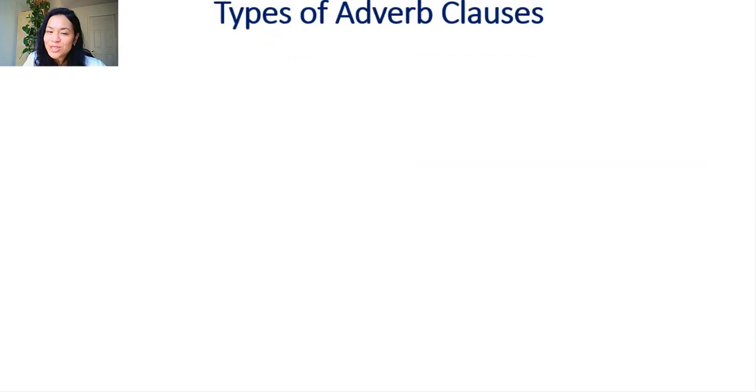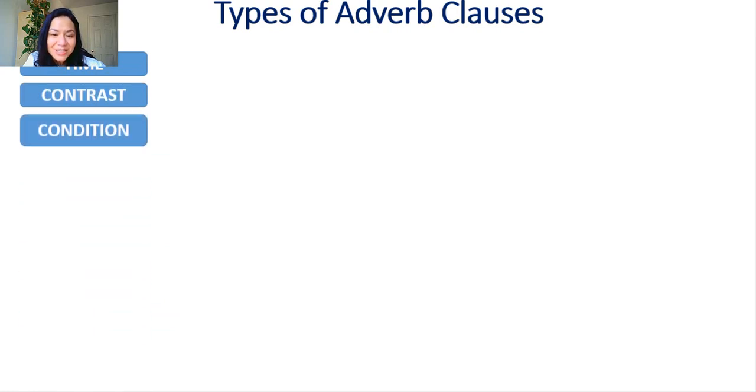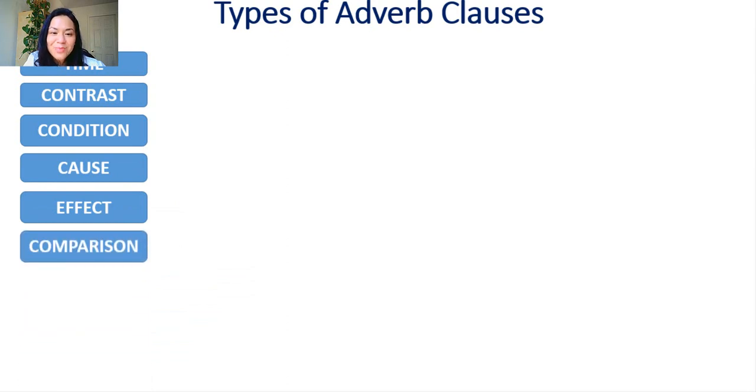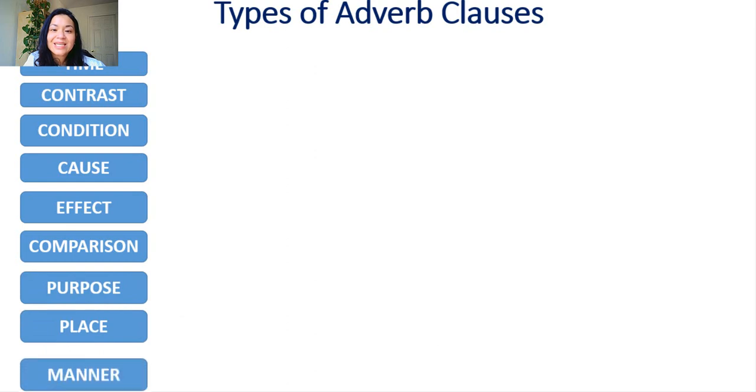Adverb clauses are particularly useful because they can provide detailed information to simple sentences, such as time, contrast, condition, cause, effect, comparison, purpose, place, and manner. Let's do a little exercise. I'd like you to match the sentences to the correct type of adverb clause.